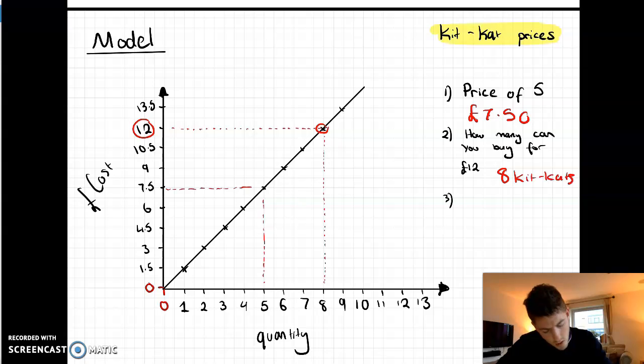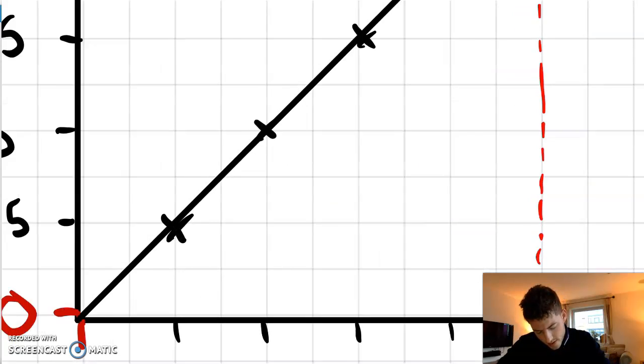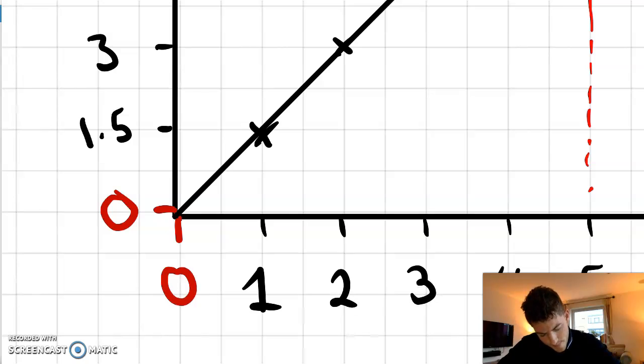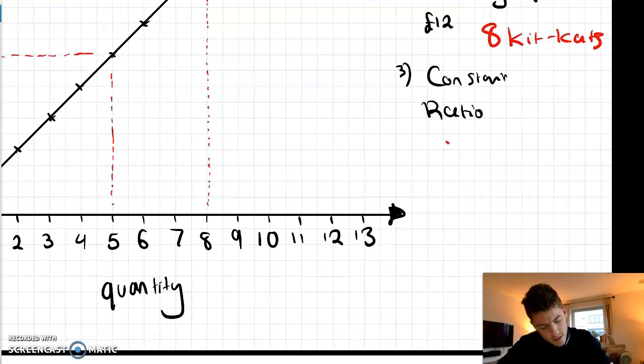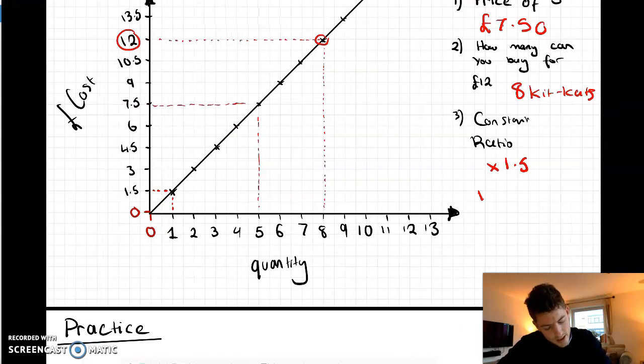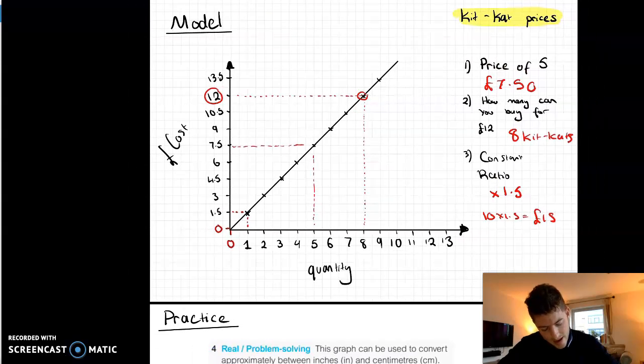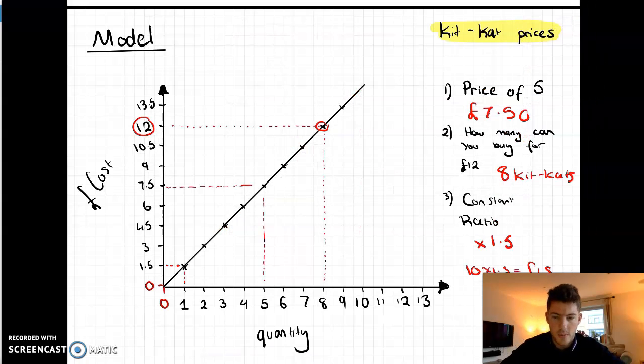Well, what's the constant ratio here? Well, what is 1? Well, we can see at the very bottom, for every 1 Kit Kat, it's £1.50. So the constant ratio here is times it by 1.5. Same thing, 10 Kit Kats times 1.5 equals £15. That is how it works. So pause the video here and copy this down.